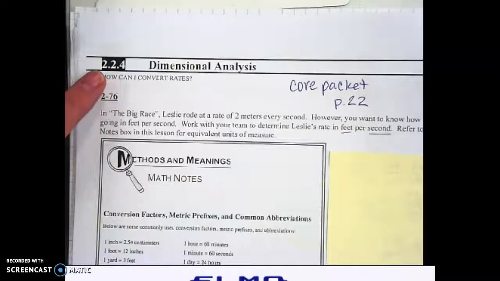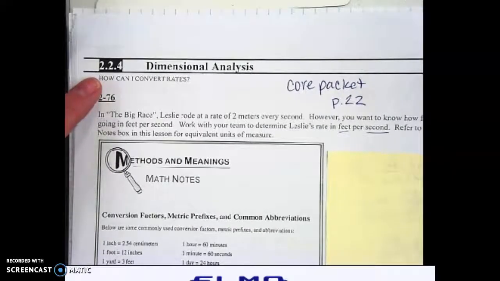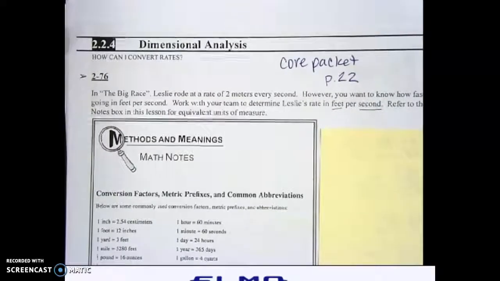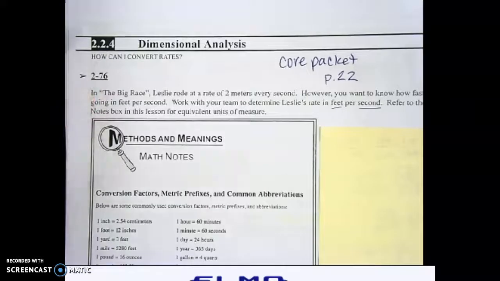We had section 2.2.4 called dimensional analysis. So if you could turn to page 22 in your core packet, that would be awesome. And for question 76, it says, in the big race. So we finished up the big race yesterday. Leslie rode at a rate of 2 meters every second. However, you want to know how fast she was going in feet per second.